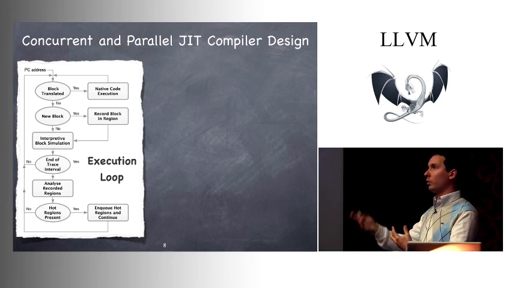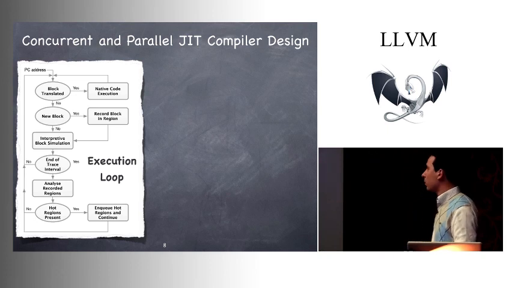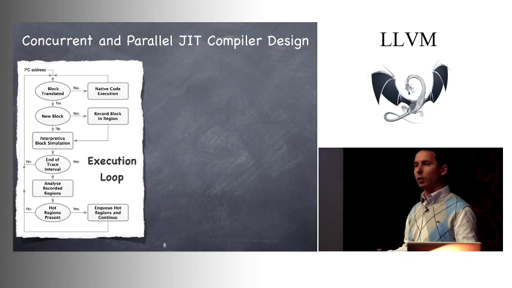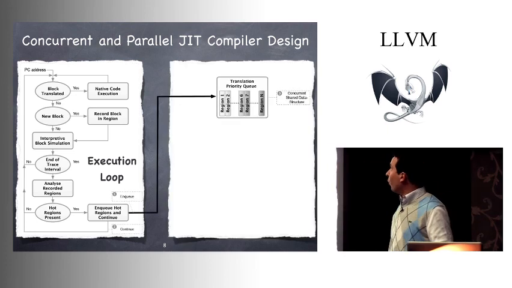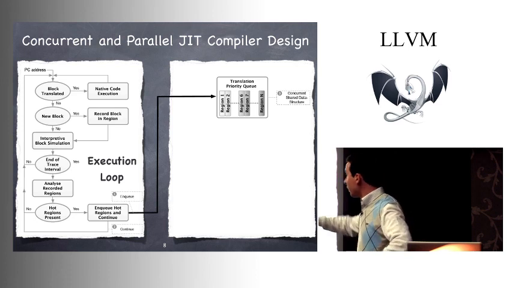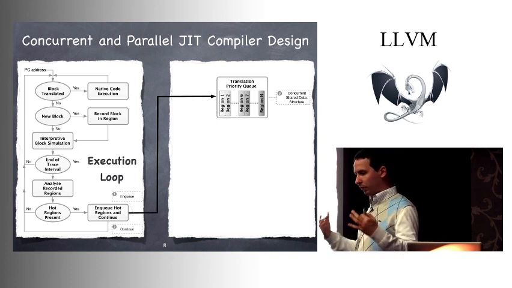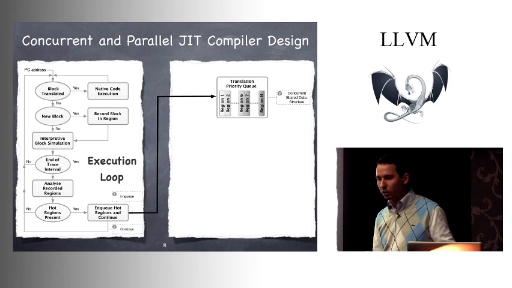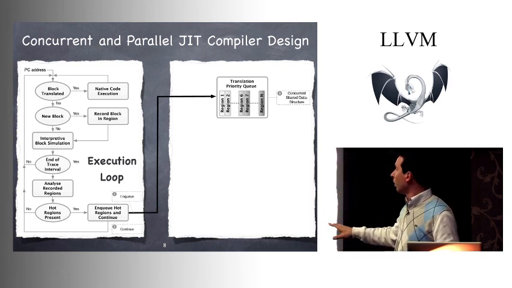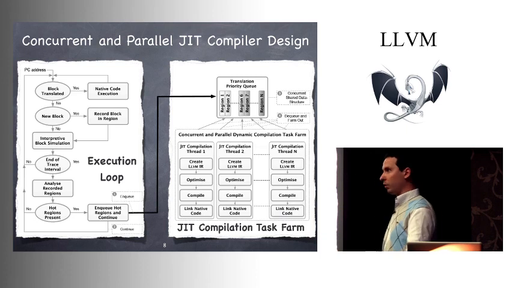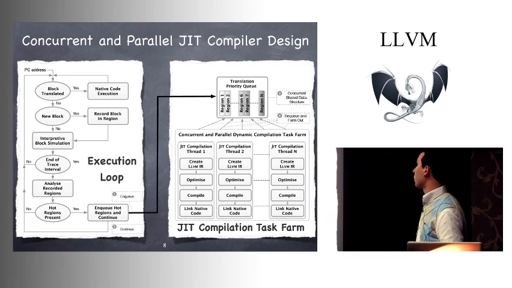If not, then you have to do profiling or code discovery. For us, we do that until the end of a trace interval. At the end of a trace interval, we analyze what's been going on and extract frequently executed regions. We dispatch them to this translation priority queue and then immediately continue execution. This translation priority queue is an abstraction, a concurrent and shared data structure, and it acts as the main interface between the execution loop and our JIT compilation task farm. The execution loop is the producer of workload for the dynamic compiler, and the JIT compilation task farm picks these things out of the translation priority queue.